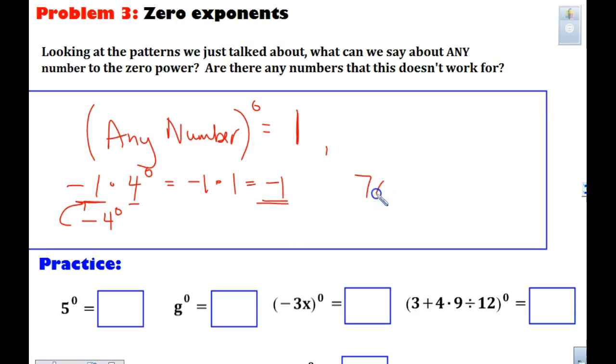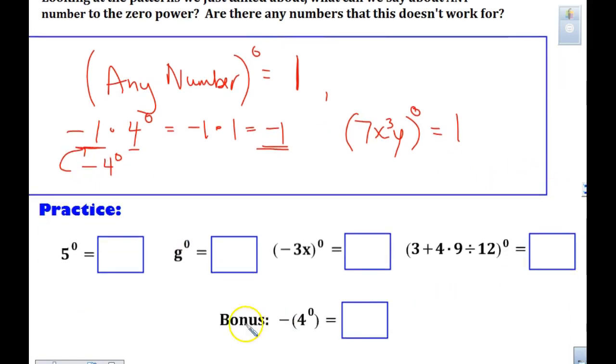What if I have 7x to the 3rd y, all of that to the 0 power? Equals 1. So if it's to the 0 power, it's 1. But if you have a number out in front of this, like you have this negative, so looking at the ones down below, we are going to do those right now. So Julia, start us off. 5 to the 0 should be 1. Fisher, G to the 0 should be 1. Sadie, negative 3x to the 0 should be 1. If I am looking, Lisa, at 3 plus 4 times 9 divided by 12 to the 0 should be 1.